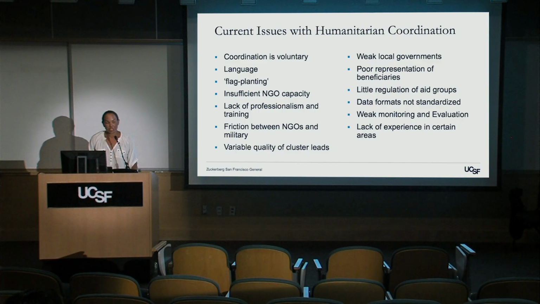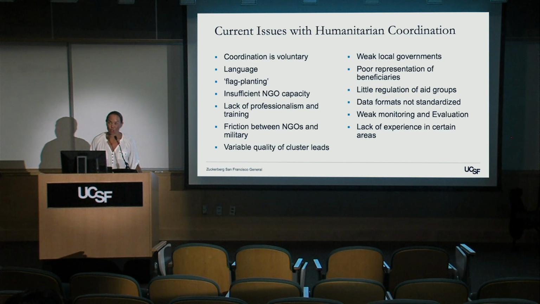Flag planting. You would think in the humanitarian community that we all want to help people, so let's all coordinate and work together. Unfortunately, that's not the case. Some people have egos and they're like, this is what I'm doing, we are here. And that's unfortunate. Insufficient NGO capacity, like I talked about earlier, they can't deliver what they say they can.